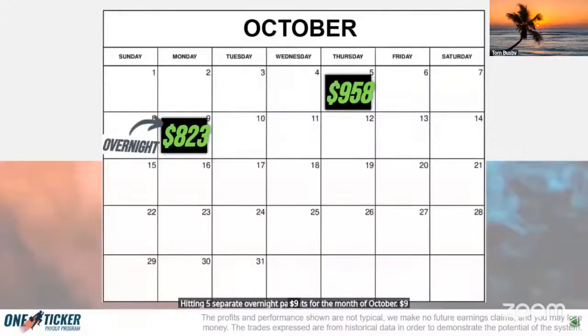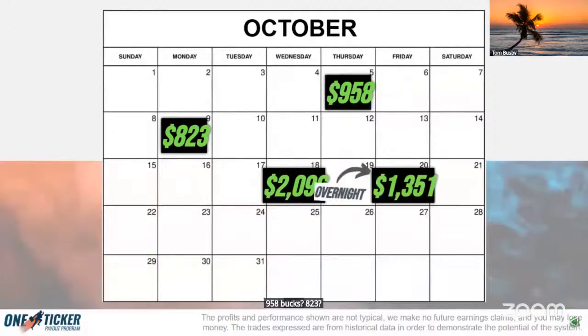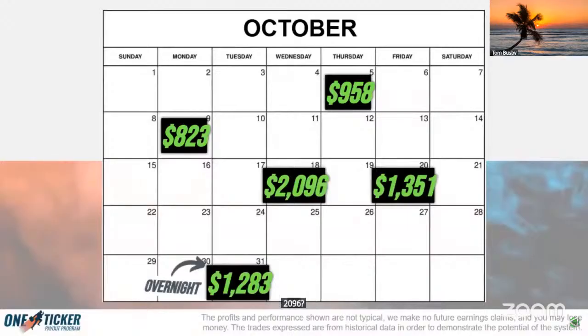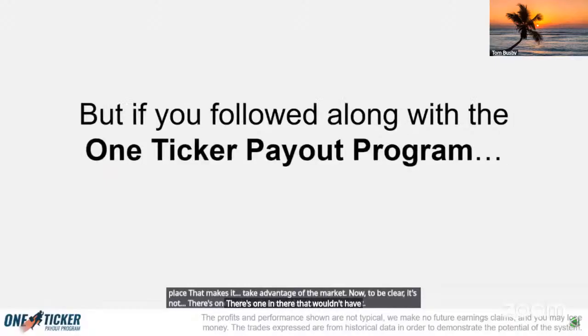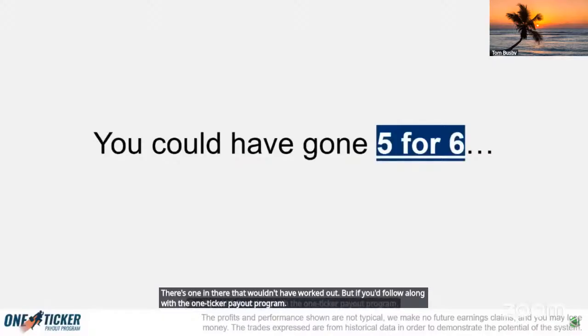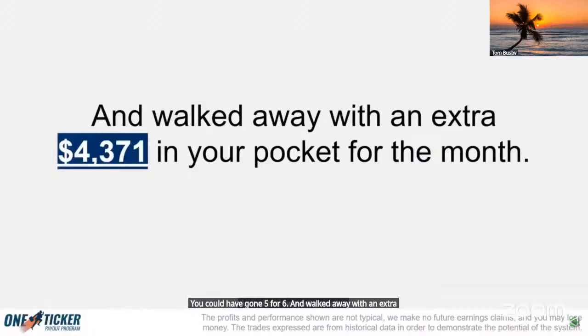$958, $823, $2,096, $1,351, and $1,283. It's consistent and it works because it takes a process in place that makes it take advantage of the market. Now, to be clear, there's one in there that wouldn't have worked out. But if you'd followed along with the one ticker payout program, you could have gone 5 for 6 and walked away with an extra $4,371 in your pocket for the month.